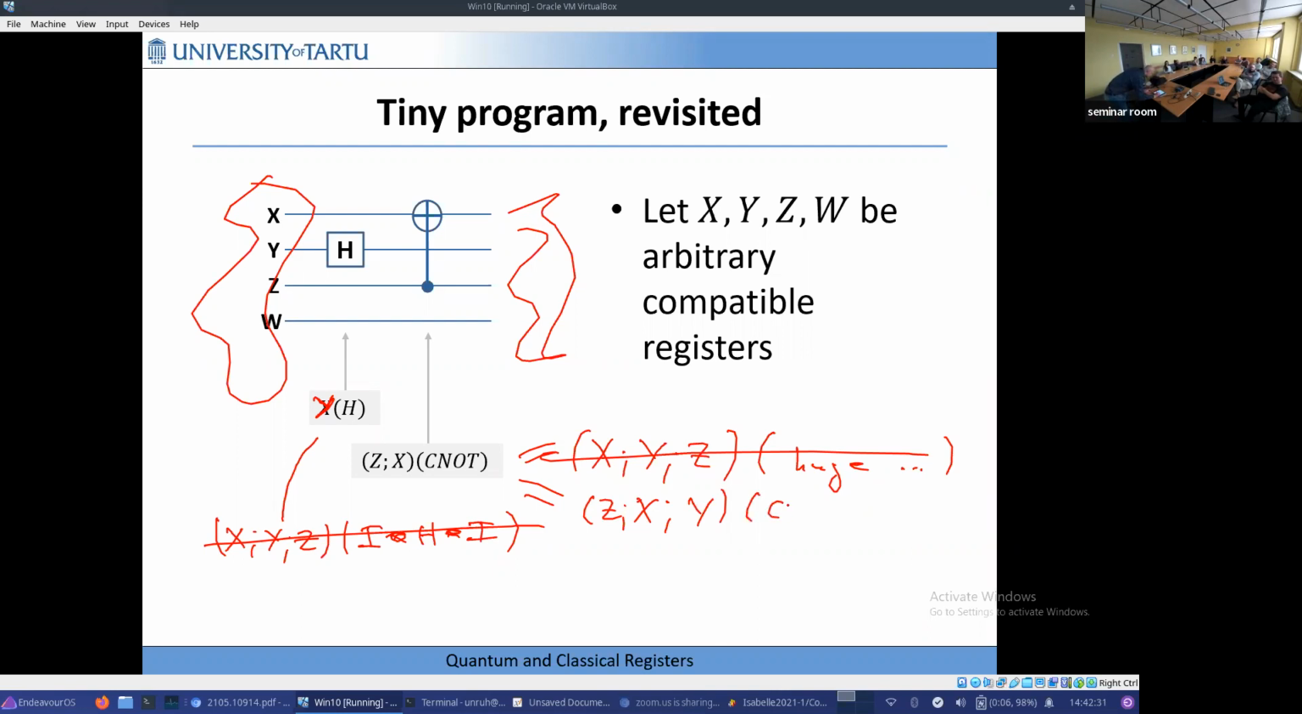And then this becomes C0 tensor identity. And then this one, I could write in the same space. And this one becomes identity tensor Hadamard. And now it's the same register. And now I can multiply them together and I get zxy applied to the product. And maybe then I work explicitly with matrices to find out what it does.